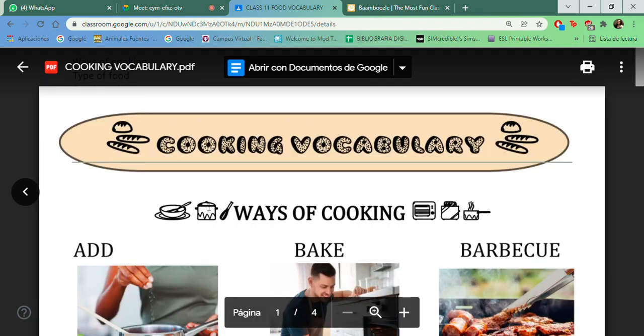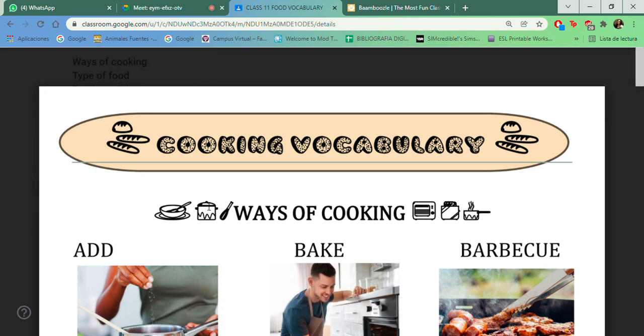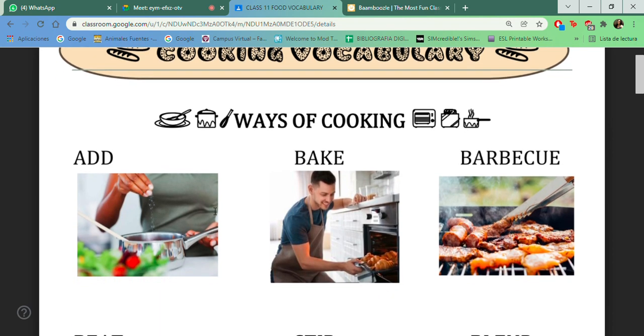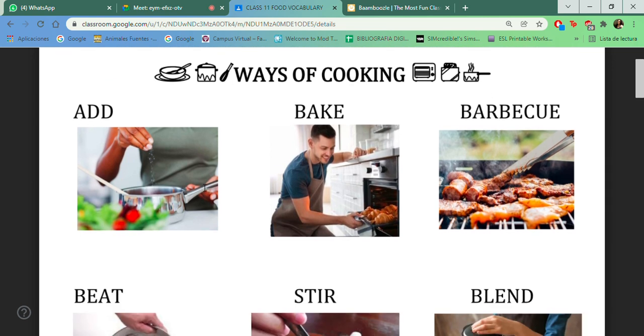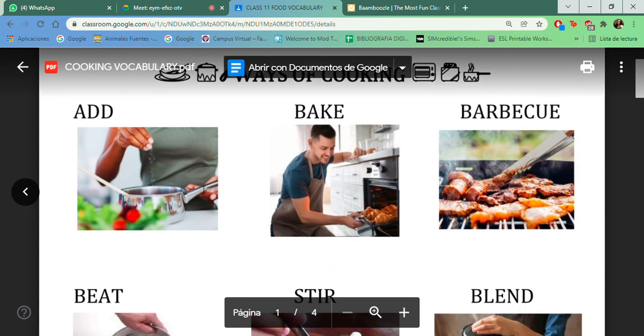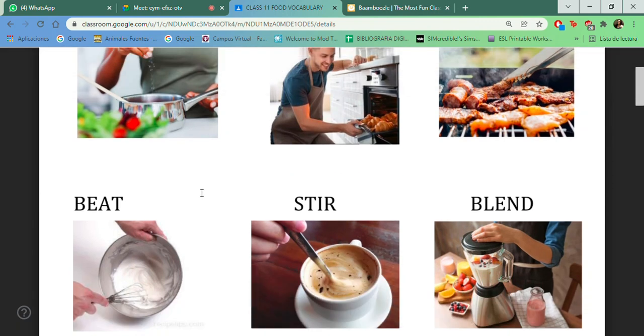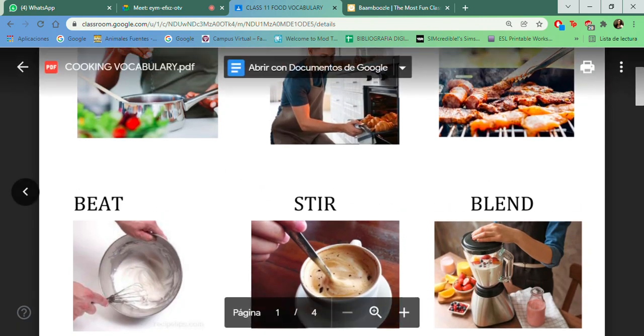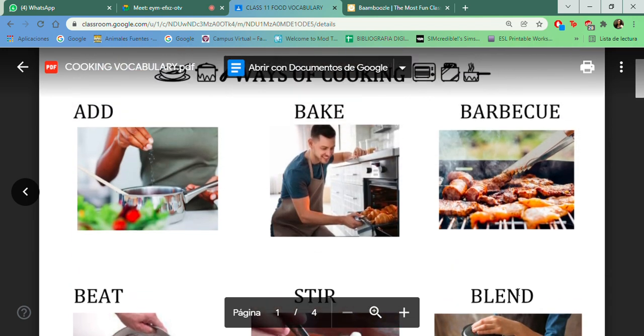So here we have ways of cooking, some food that you might not know, because the food that is on the presentation you already know, I think. So here you have new words. You have add, bake, barbecue, beat, ways of cooking. Okay, this is ways of cooking. Stir, blend. Okay, so with blend, the object is called a blender. Okay, a blender.